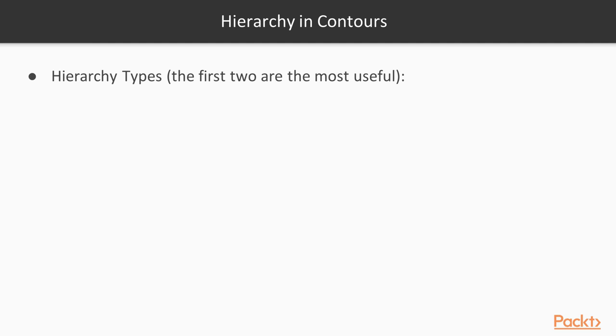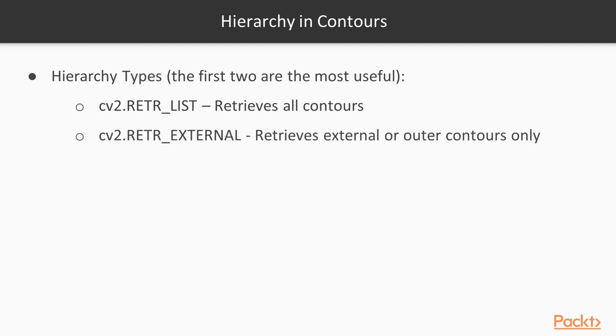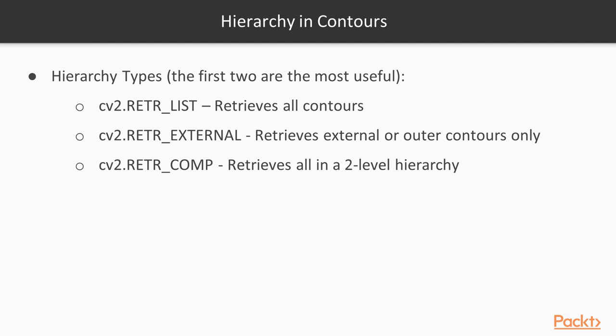Now let's take a look at the hierarchy, which is discussed in the retrieval methods here. These are the four main retrieval modes we're going to use with findContours. RETR is short for retrieve. RETR_LIST retrieves all contours. RETR_EXTERNAL returns only the external, or outermost, contours. So imagine we have a list of contours here. RETR_LIST will give you all of these, whereas RETR_EXTERNAL will give you 0, 1, and 2 alone. RETR_CCOMP retrieves all the second level hierarchy, which means it'll give 2 and now 3. And RETR_TREE retrieves all of these in full hierarchy, okay?